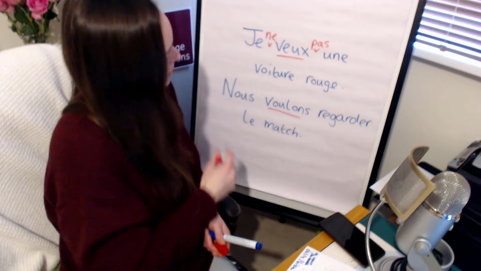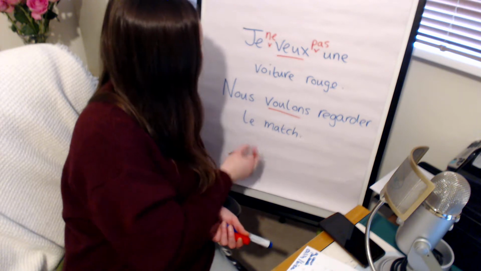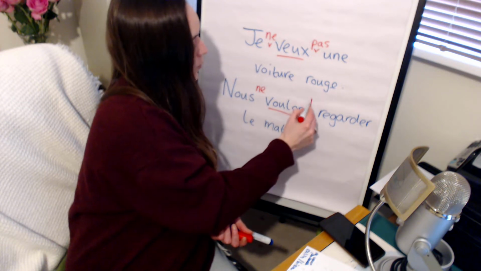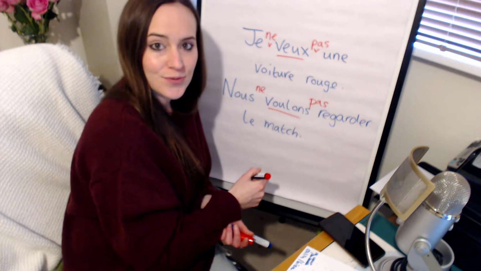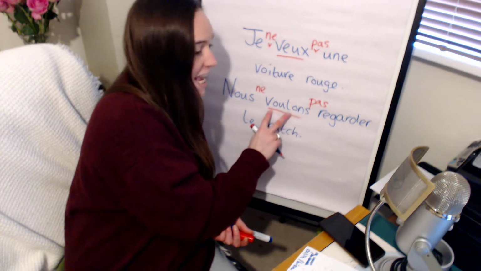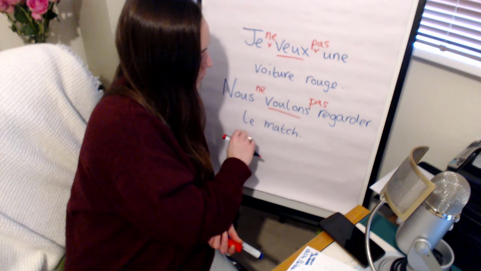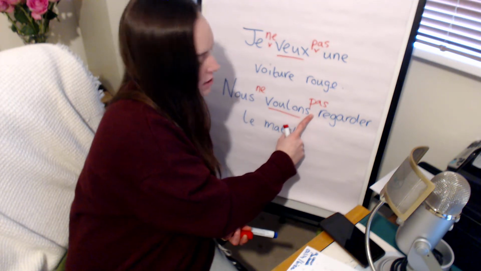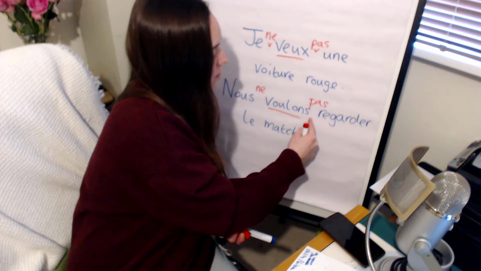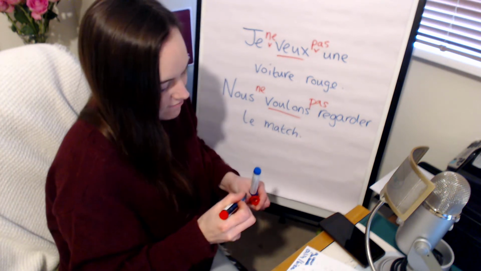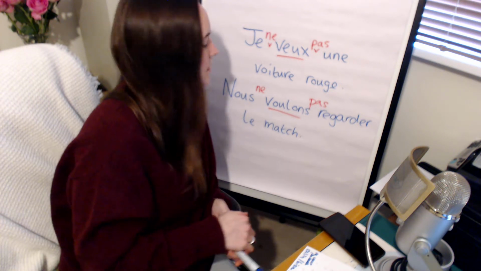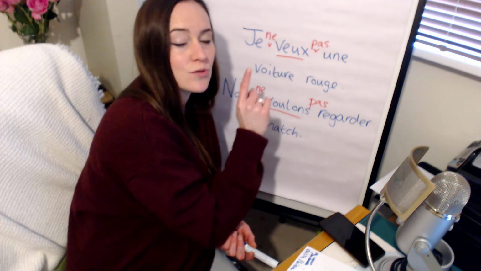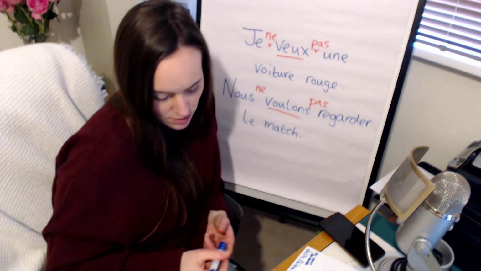Let's make this negative. Where do I put the ne and the pas? Ici et ici. Oui. Nous ne voulons pas regarder le match. So you put it around the verb that's changed from the infinitive form, from its whole form, which is vouloir. You don't put it before the infinitive verb here. Ne regardez pas. No, in this instance, it doesn't make sense. You need it around the first verb in the sentence, the I want bit. I do not want.